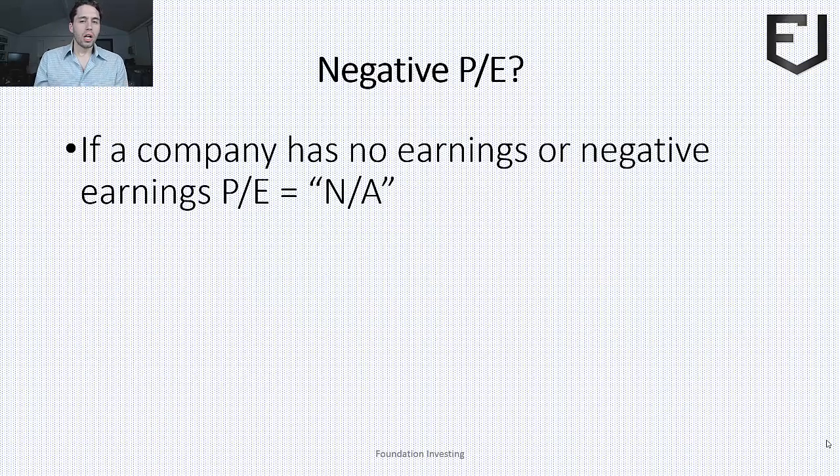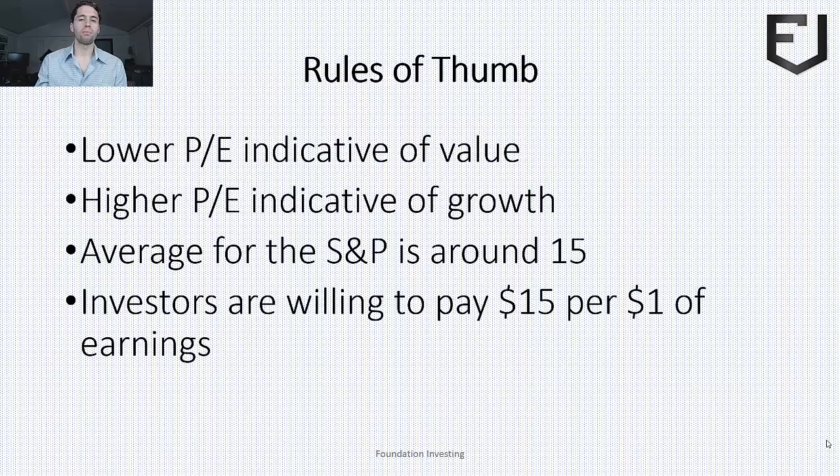Now, what if a company has no earnings or negative earnings? Well, we don't really calculate a PE for those, and we just write NA. So if a company has negative or zero, don't worry about the PE. It's not used in those situations.